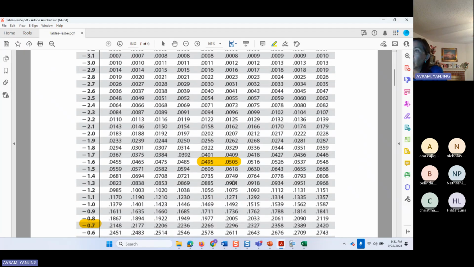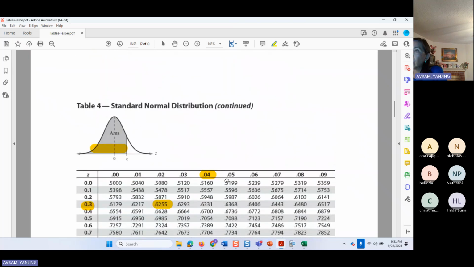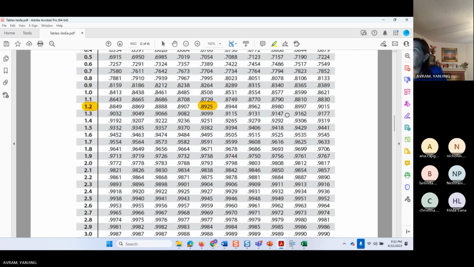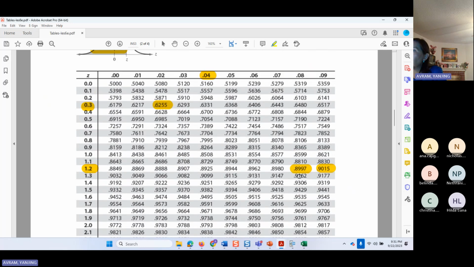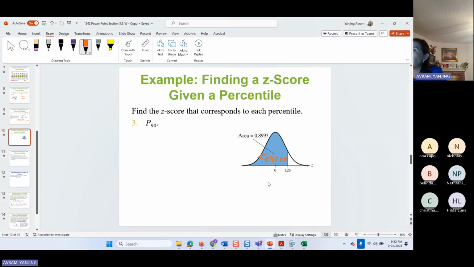Okay, let's look at the 0.9. Look at it. I have this one, I have that one. Which one do you choose? We choose the closest one, right? If I choose this one, it only has a 0.003 difference. If I choose this one, it's going to have a 0.0015 difference. So apparently for 0.9, we are closer to this one. That's why we choose this one instead of that one. That's 1.28. All right, that's how you get 1.28.